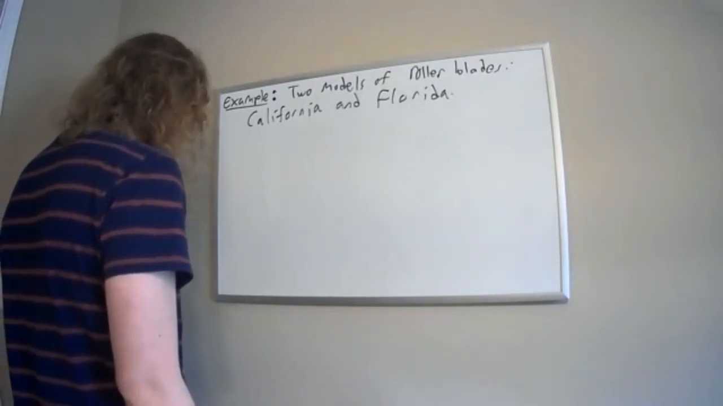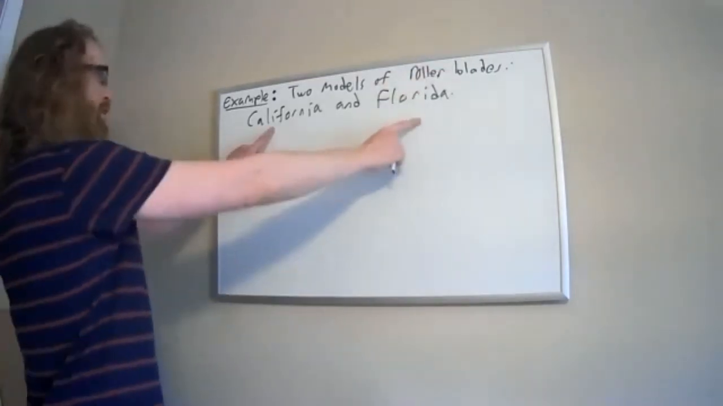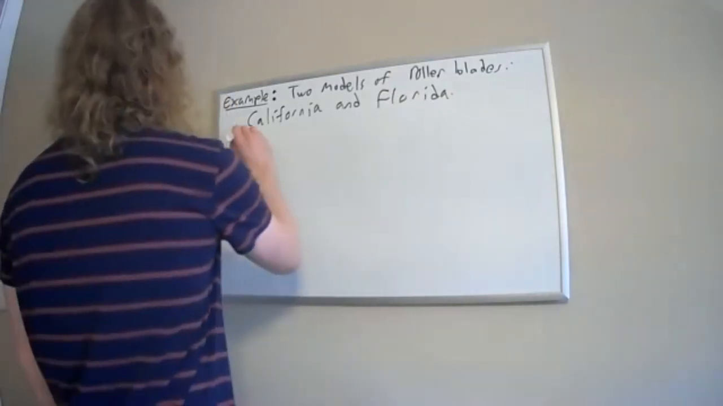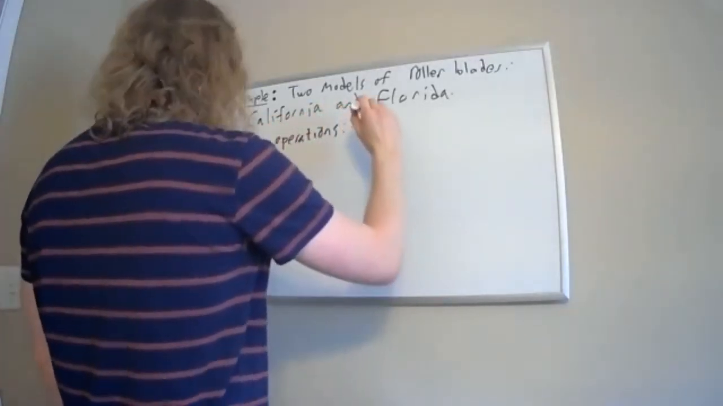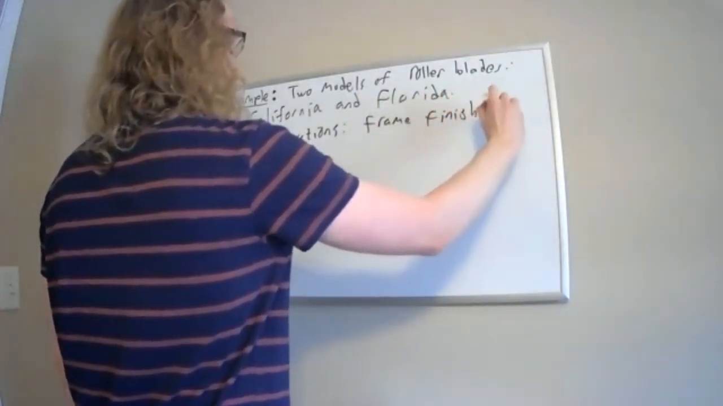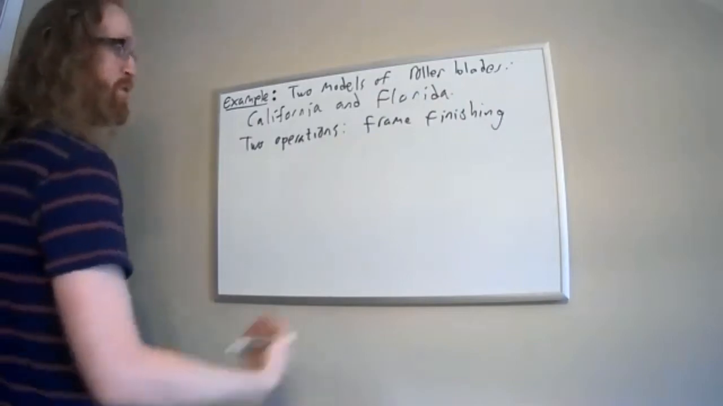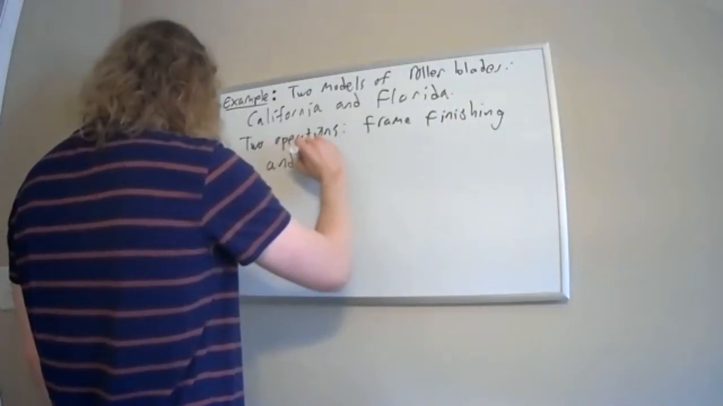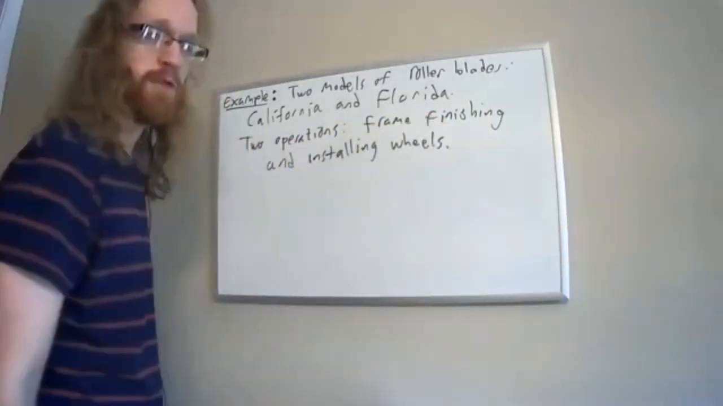And there are two operations involved in producing these rollerblades. So we're some rollerblade manufacturer. We manufacture these two models. There are two operations involved in the production. There's frame finishing. You're not privy to the manufacture of rollerblades. It doesn't really matter what this actually means. This is something we have to do to make rollerblades. So there's frame finishing and installing wheels. Let's say these will be the two things that we care about.